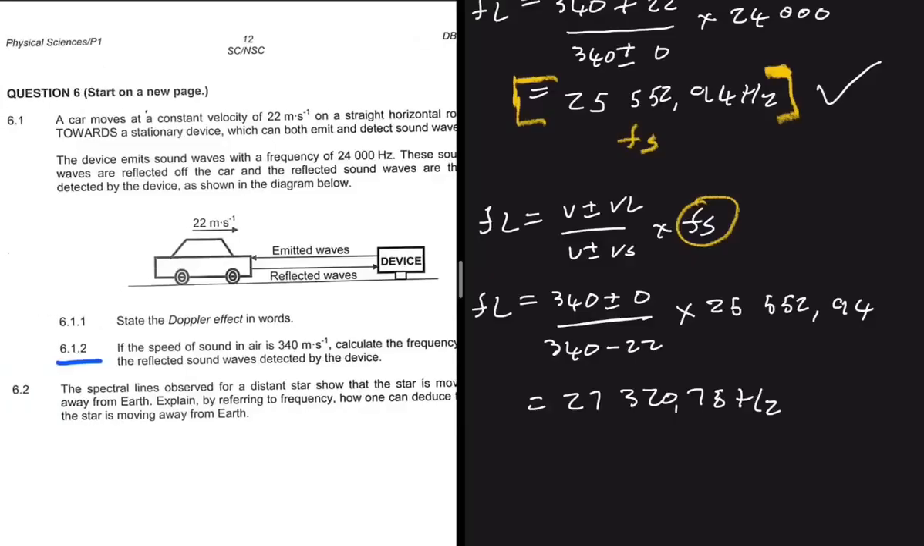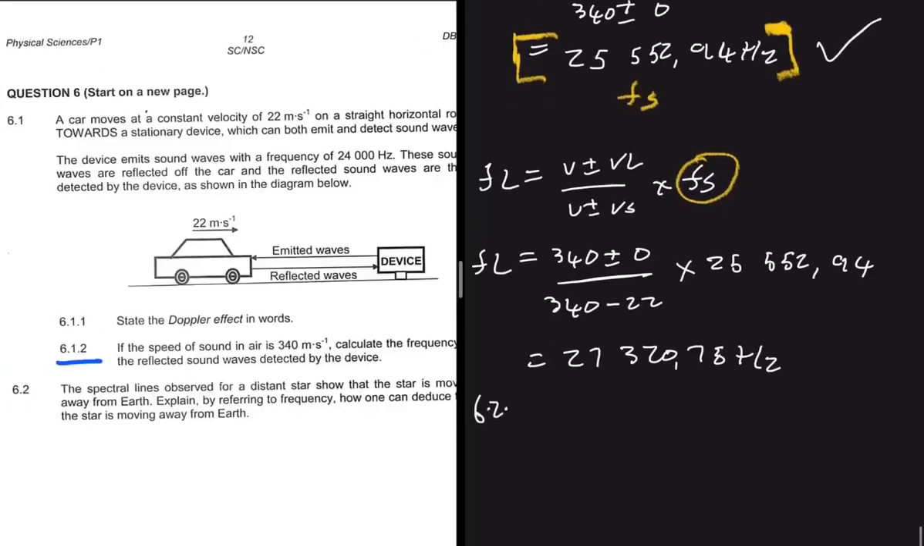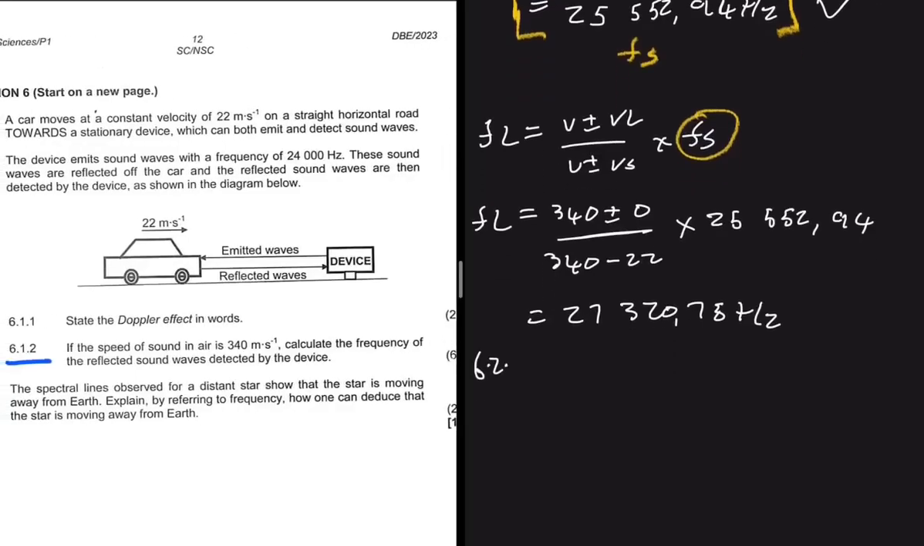Right, and the last question, 6.2: the spectral lines observed for a distant star show that the star is moving away from Earth. Explain by referring to frequency how one can deduce that the star is moving away from the Earth. So here, I'm much interested in how you guys answered this question. So can you please just let me know in the comment section.